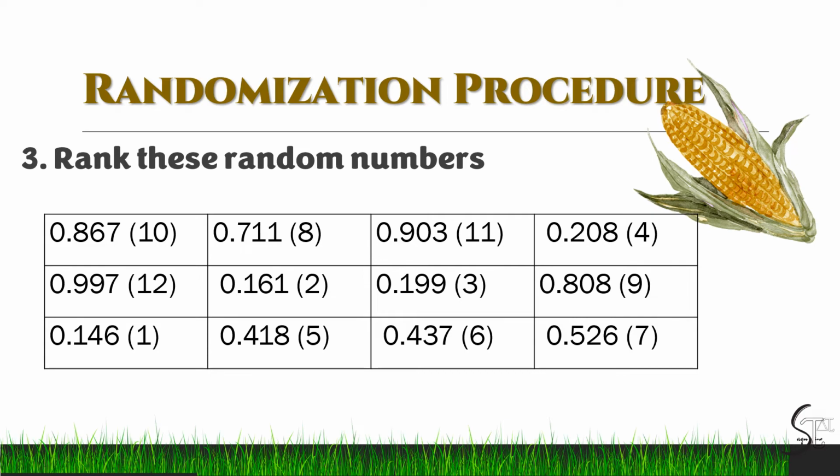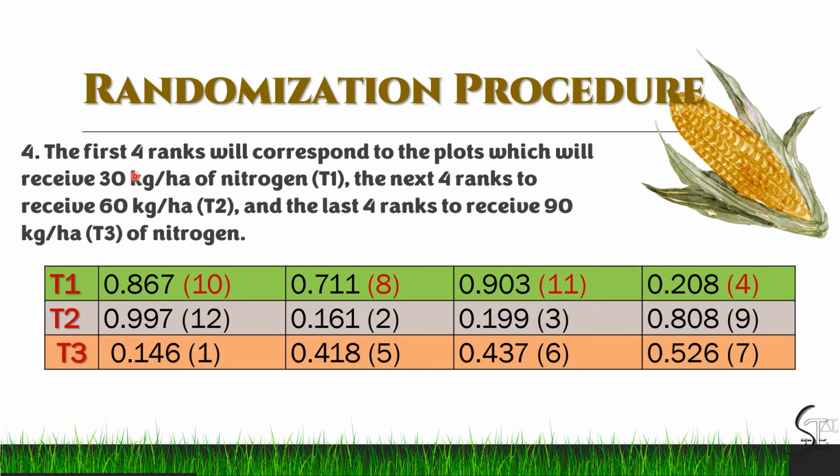And then the next step: the first 4 ranks will correspond to the plots which will receive 30 kilograms per hectare of nitrogen. That would be our treatment 1. The next 4 ranks receive 60 kilogram per hectare, and that would be our treatment 2. And the last 4 ranks receive 90 kilogram per hectare of nitrogen, our treatment 3. So you have generated the random numbers and ranked them. The first column would be the experimental units or plots that would receive treatment 1. And so we will have this final layout.